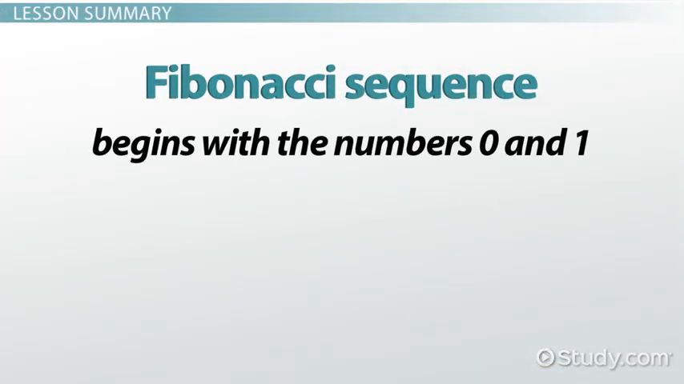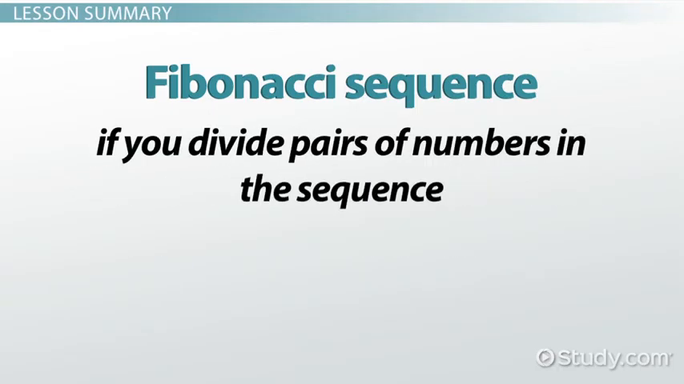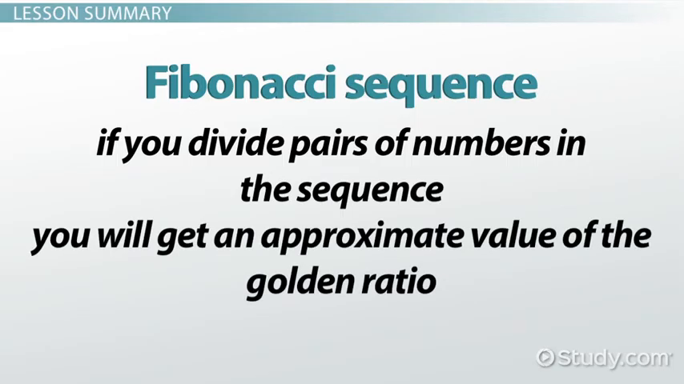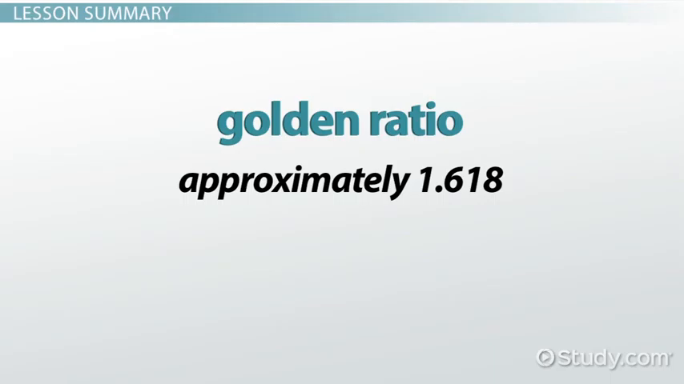To summarize, the Fibonacci sequence begins with 0 and 1, and each successive number is the sum of the two previous numbers. As the Fibonacci sequence grows, if you divide pairs of numbers in the sequence, the larger by the smaller, you will get an approximate value of the golden ratio, which is roughly 1.618.